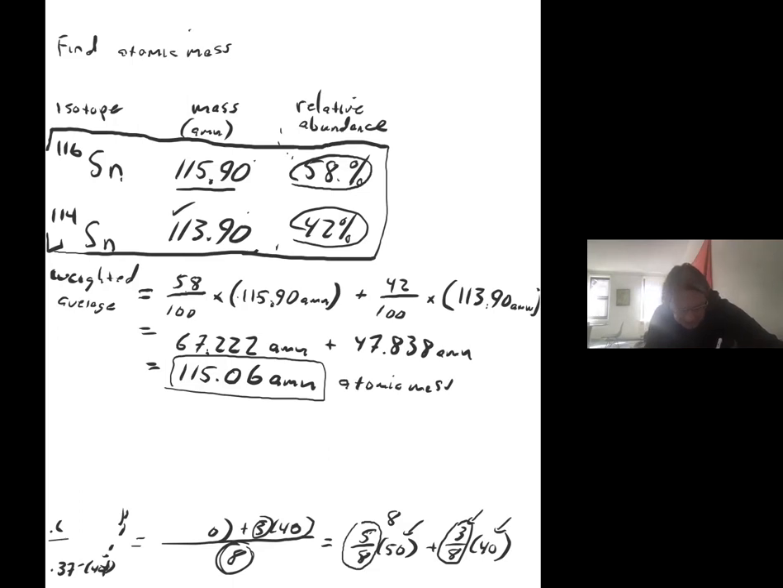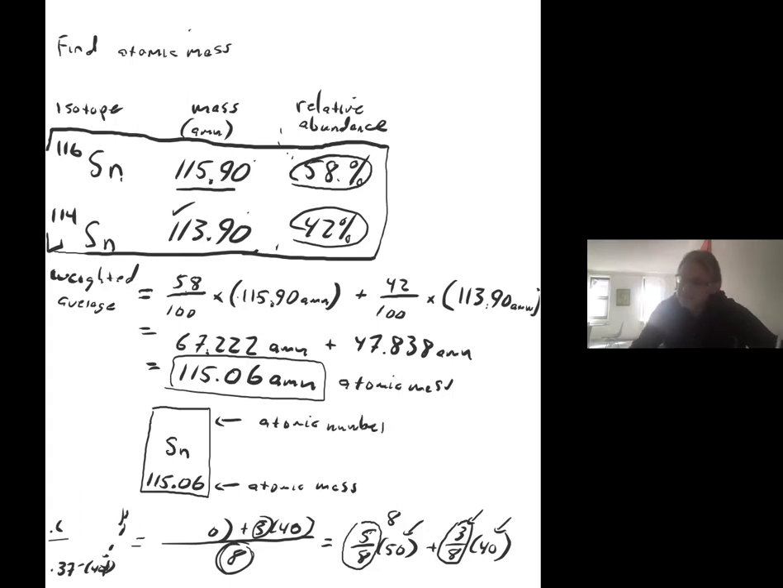Now, the last thing they ask you to do is to write the symbol for it. So the symbol for the periodic table, you'd put Sn in here. Up here, you put the atomic number, which you can just look up in the periodic table. And then down at the bottom, we put the atomic mass. Okay, so there's our atomic mass. And then up here, we're going to put the atomic number, right? The atomic number essentially tells us where it is in the periodic table.